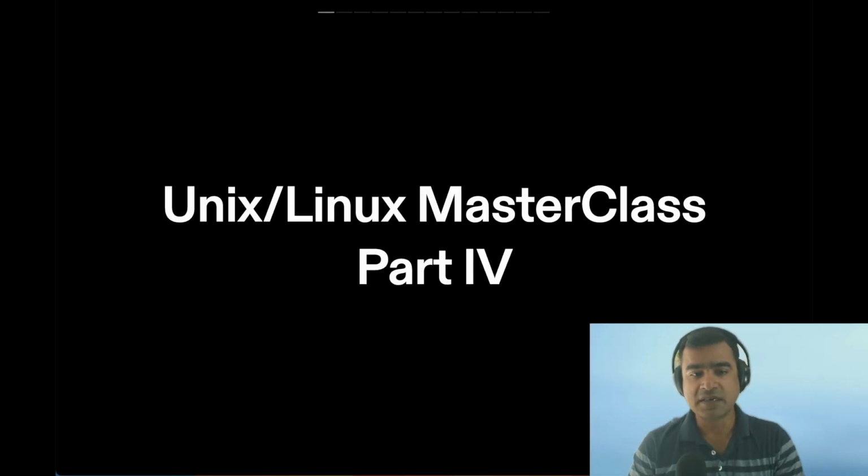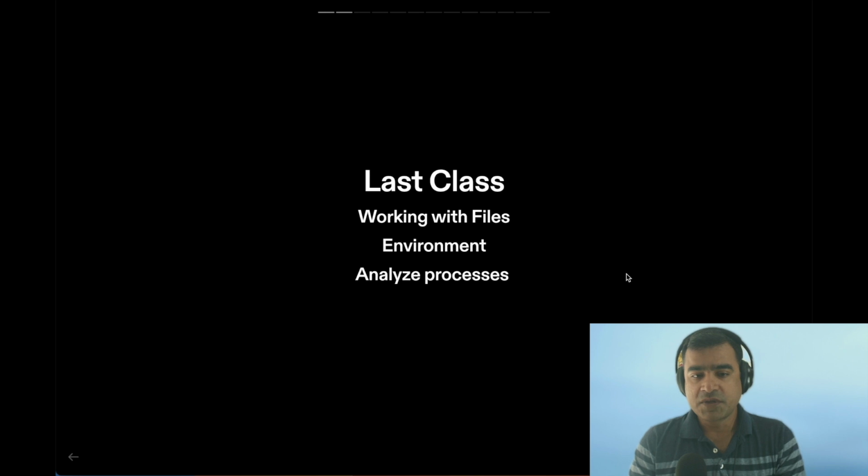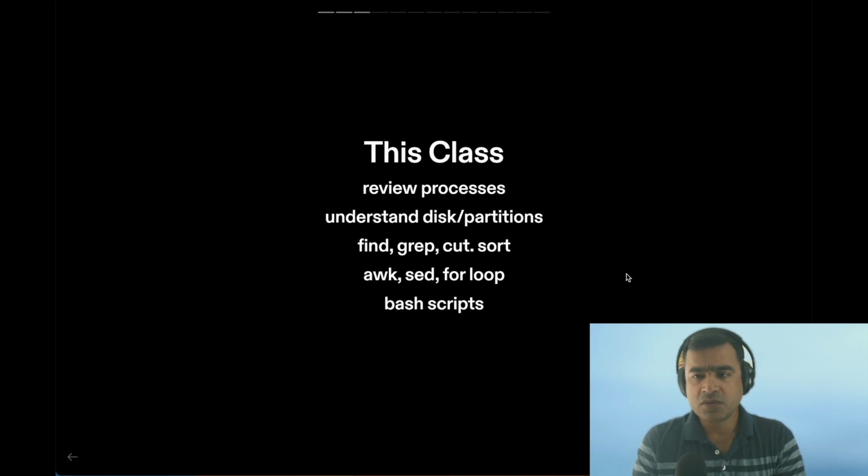This is Linux Unix Masterclass and we are in part 4. Last class, as you have seen, we learned how to navigate and work with files. We looked into different environment variables, and we ended up by analyzing processes with htop, top, and ps commands. In this class, we are going to revisit the processes and some of the other concepts we learned in day 2 and day 3.